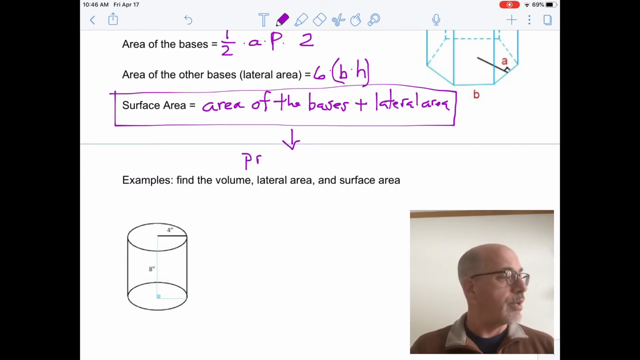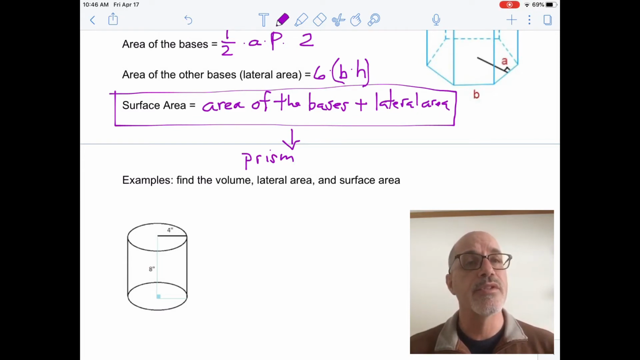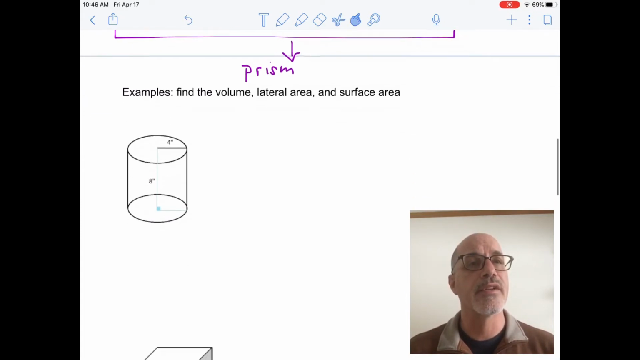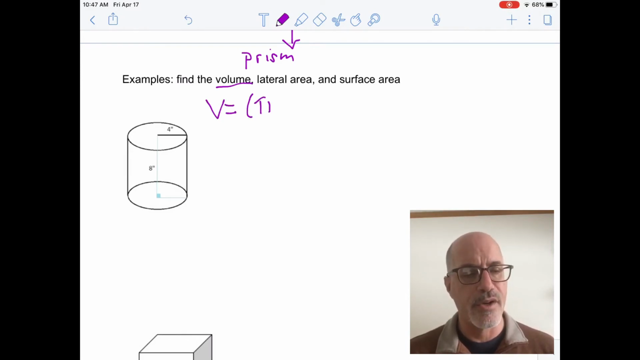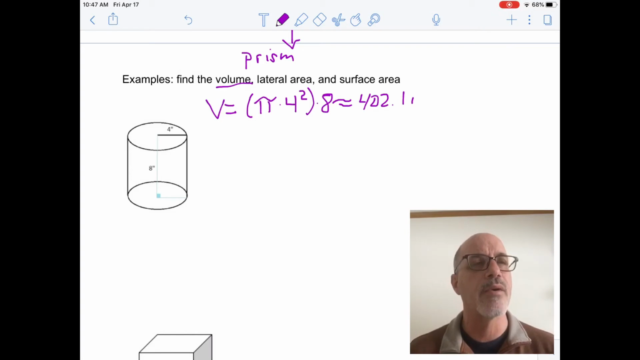All right, now we're going to take a look at a couple examples. Let's start off with a cylinder, and in both of these examples, I want us to find the volume, the lateral area, and also then the surface area. So we're going to start with volume on this one. The volume of our cylinder is going to be base times height. Our base is a circle, so it's going to be pi times the radius squared, 4 squared, times the height, which is 8.